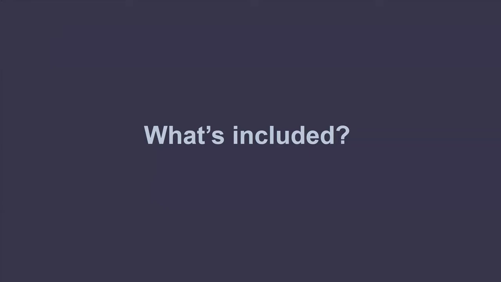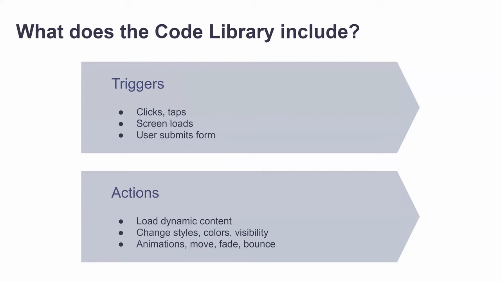So what is included in the code library? Joe and I have been talking about some ways you can use it and generally what you can get, but there are some very specific things and different categories that we wanted to go through. So the first are triggers. These are things like when a user clicks on something or taps on something, when the screen actually loads, or when a user submits a form.